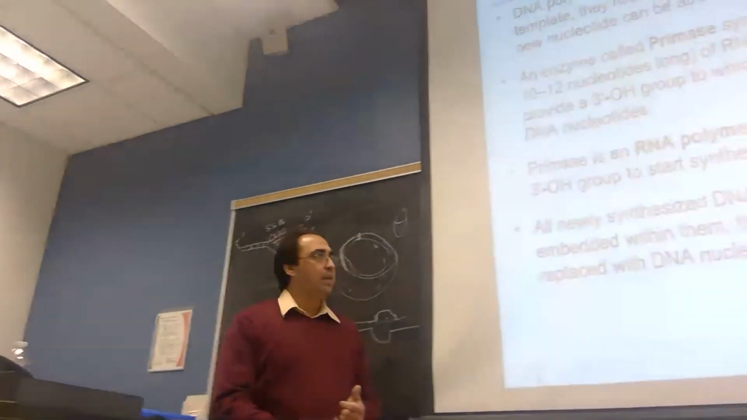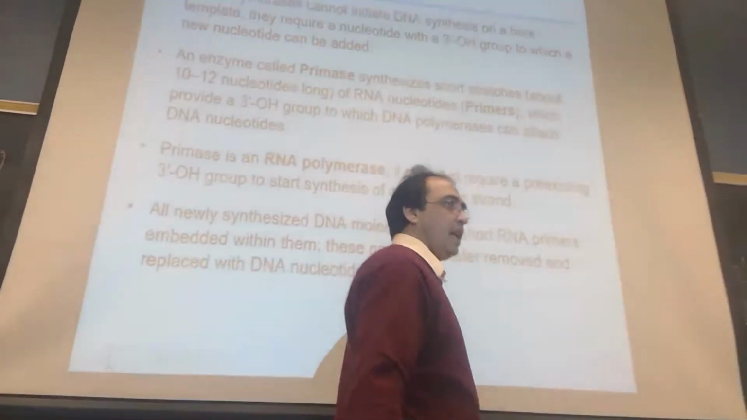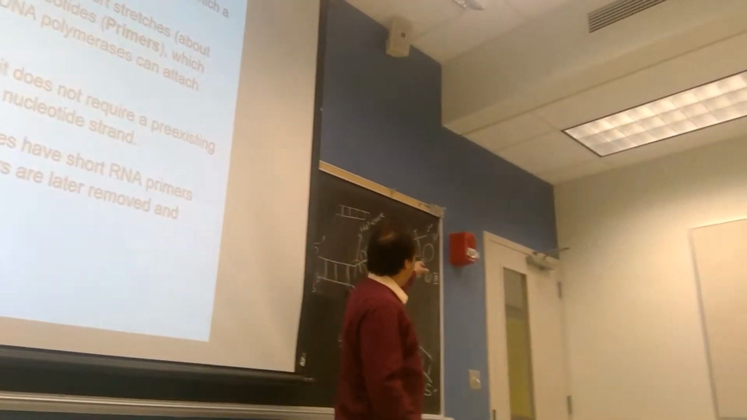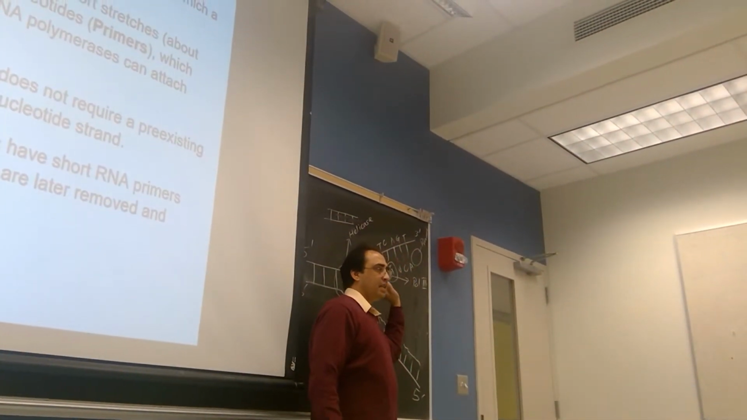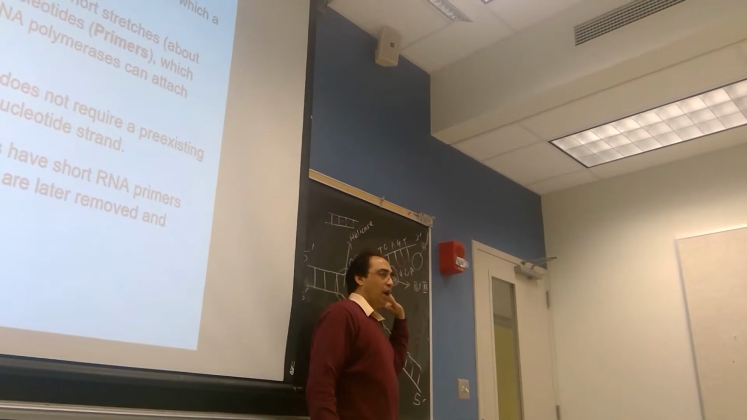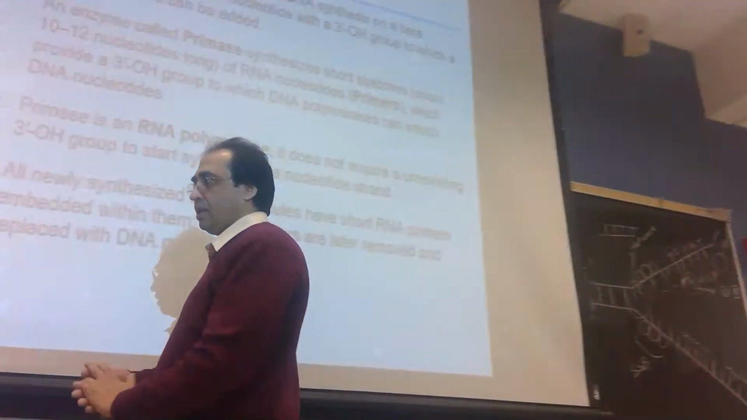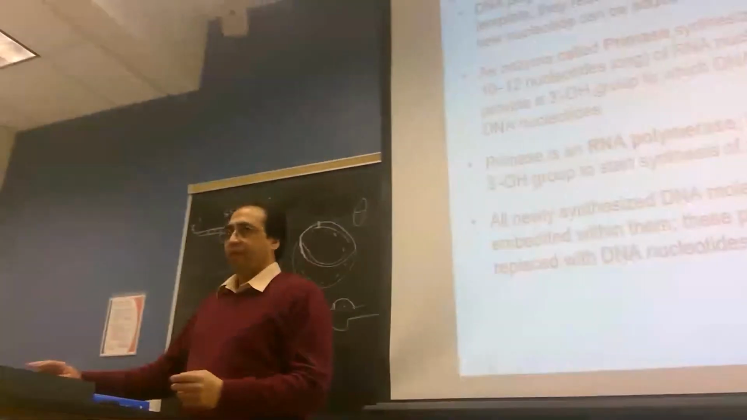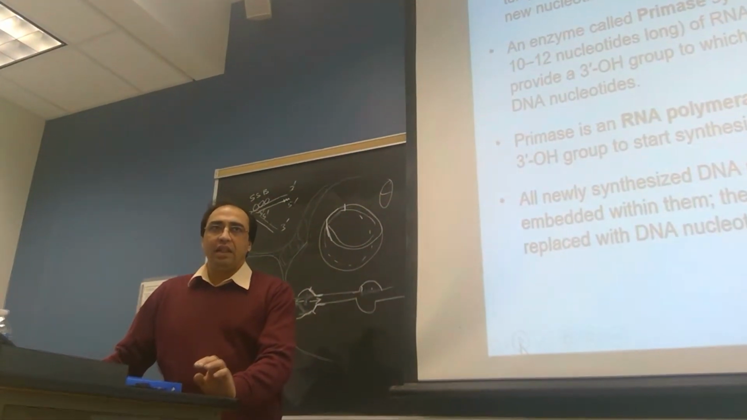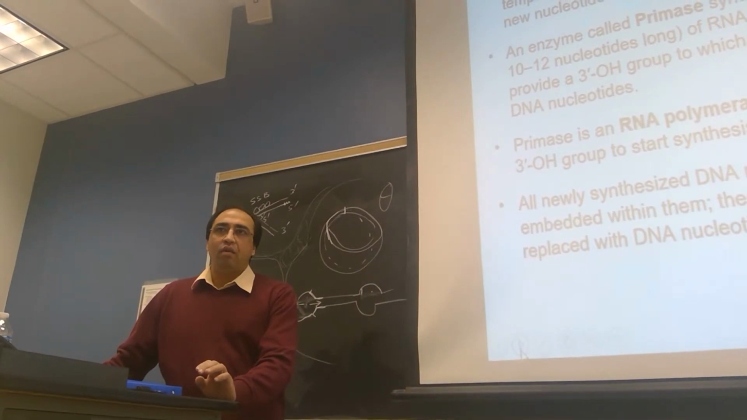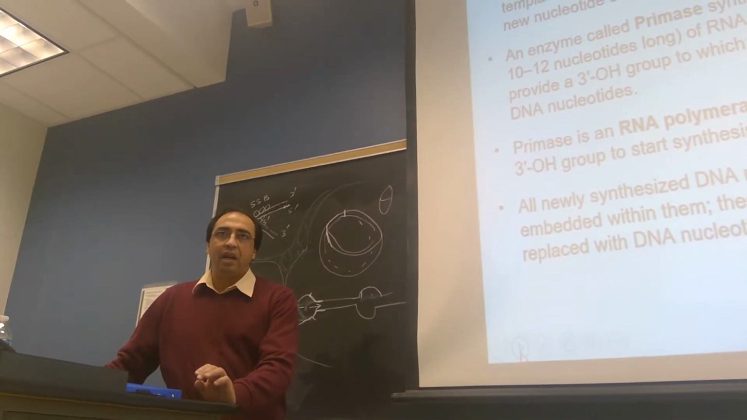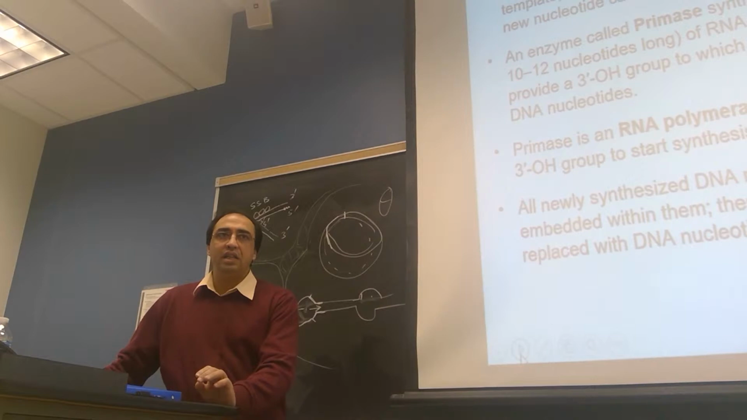And when they form this short stretch, the primase is removed from here and the DNA synthesis starts from that point. But what is happening to that RNA primer? If the RNA primer is there all the time, then in the new DNA strand we will find that RNA primer and the DNA as well, right?